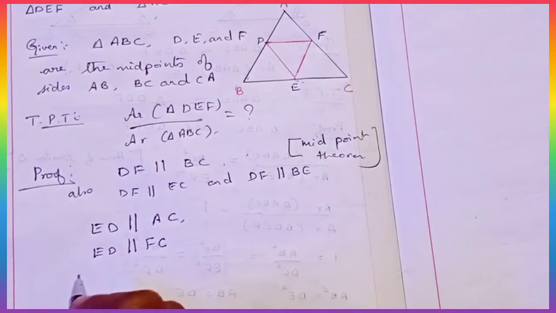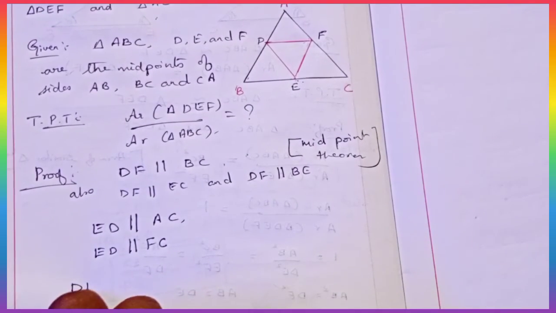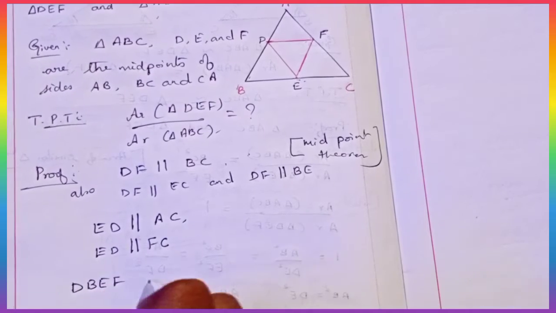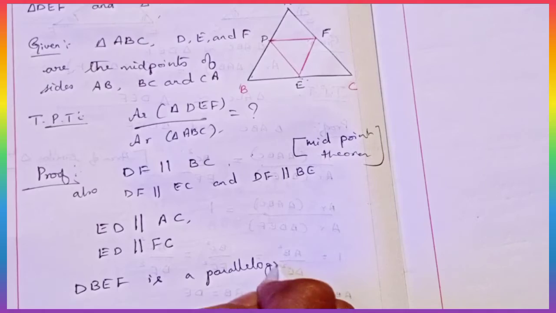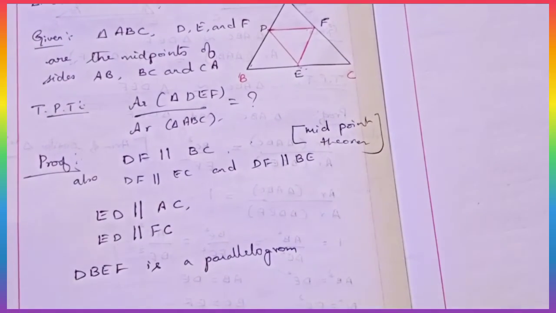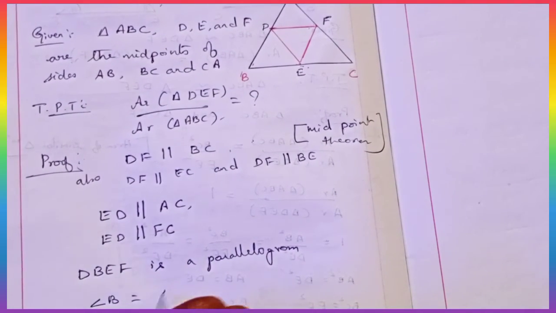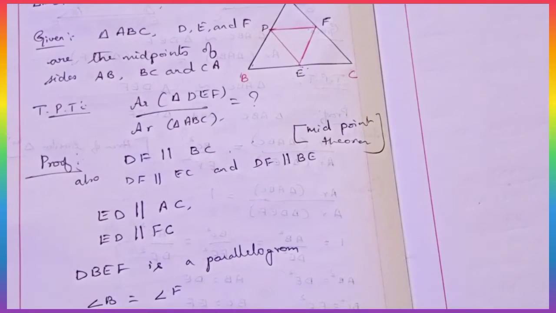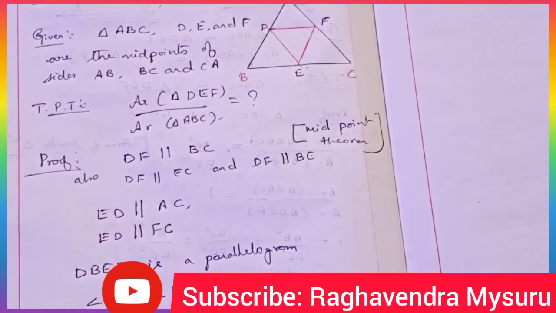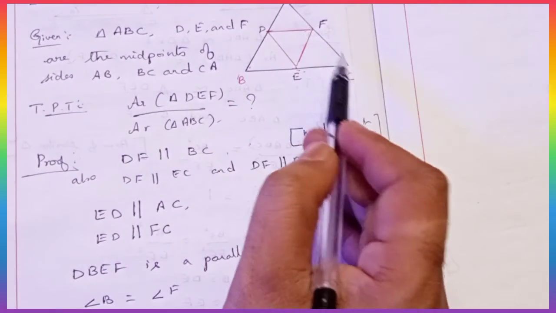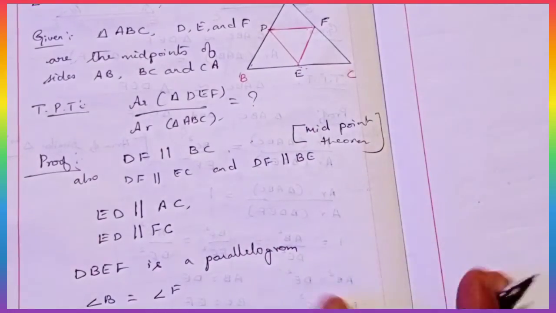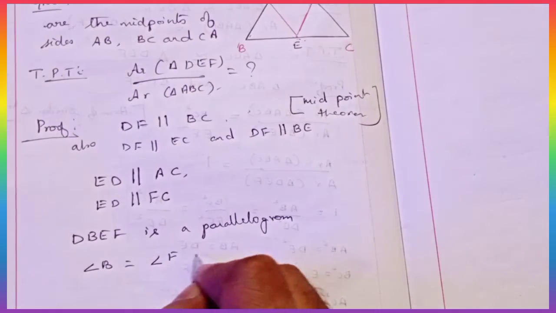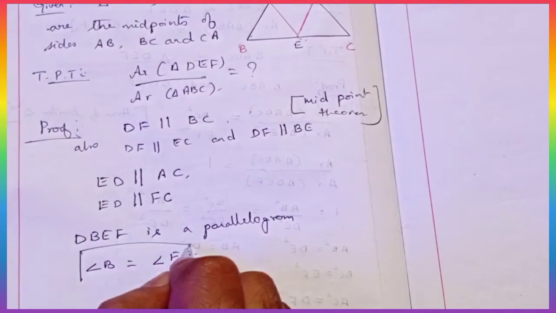So we can call DBEF a parallelogram. In this parallelogram, angle B will be equal to angle F. Similarly, if you carefully observe the figure, there is another parallelogram, DECF. We can consider this as equation 1, or we will keep it as it is.